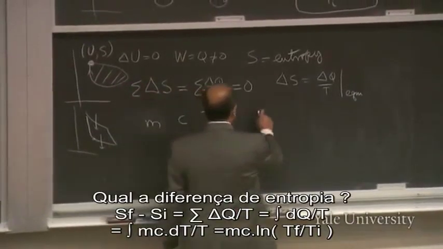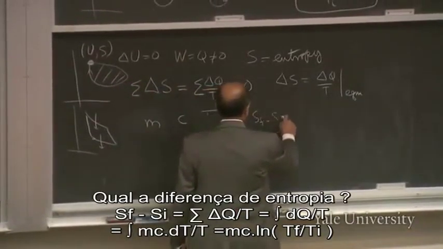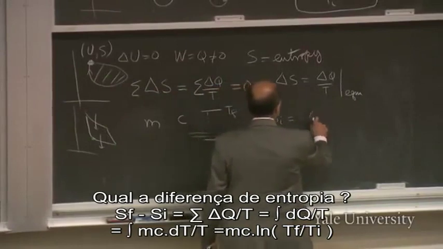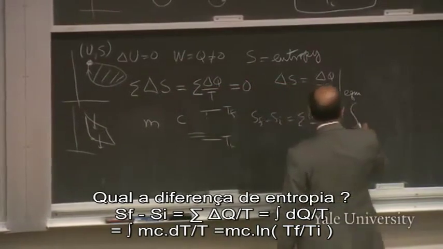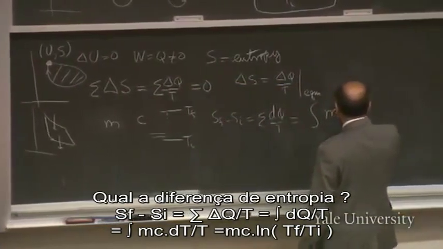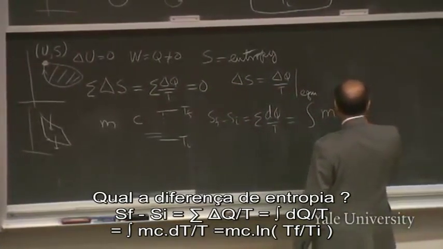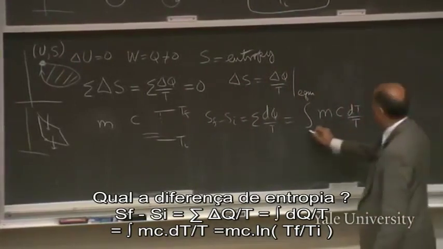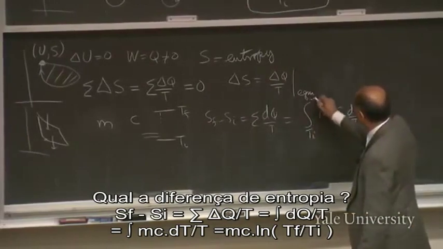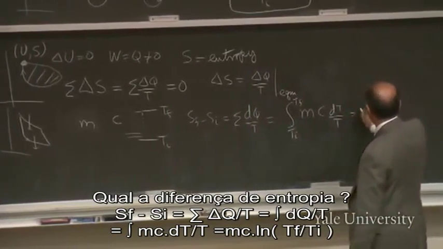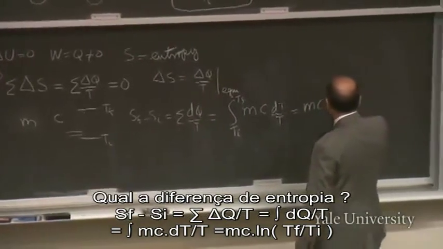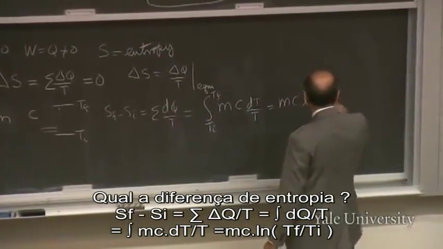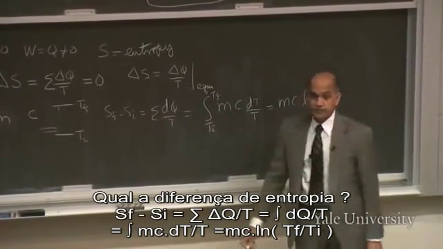So what's the change in entropy? S final minus S initial is equal to dq over T, summed over all the parts, or I should write it as an integral, as mc delta T over T. Do you see that? dq is mc delta T. But I've got to divide by T, and that integral is done between some initial and final temperature, and we can do this integral rather trivially. It is mc log T final over T initial.